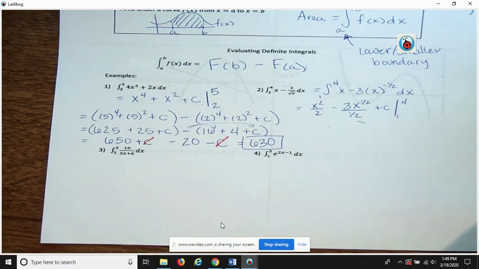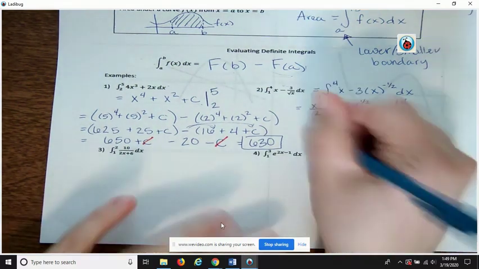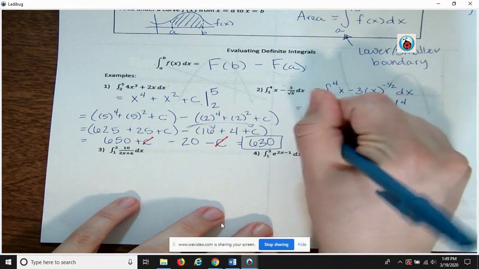Okay, so now we've integrated. And now let's go ahead and simplify. Okay, so I'll have x squared over 2.